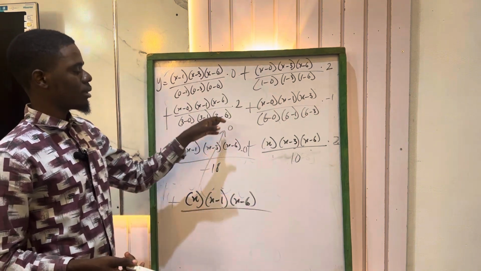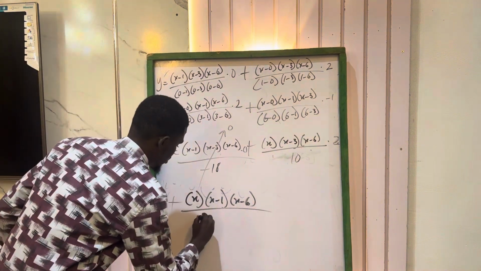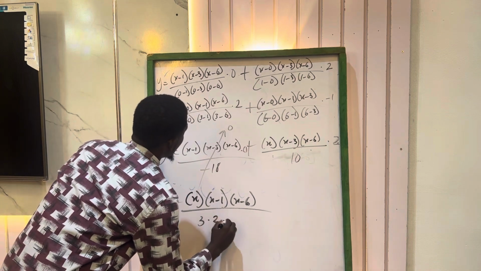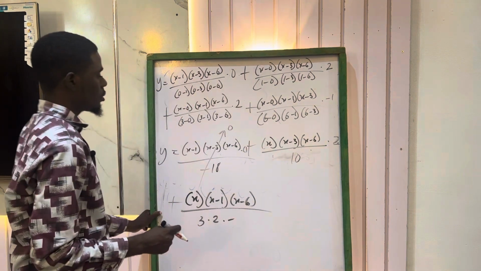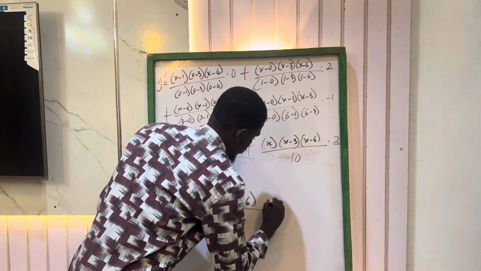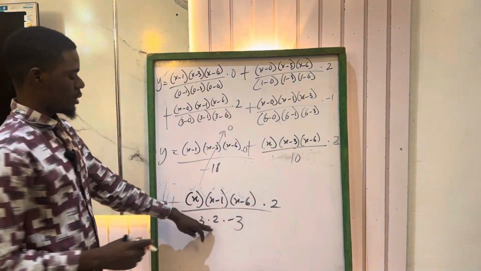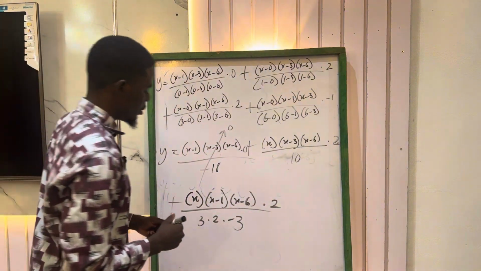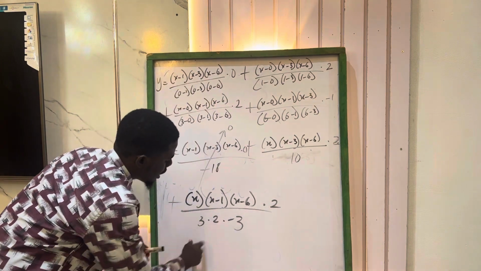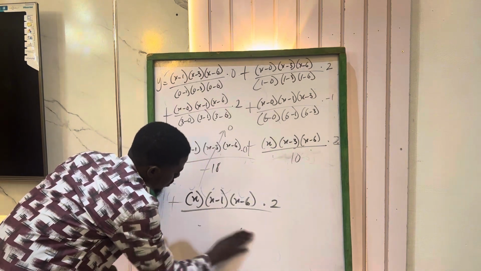So 6 times minus 3. So we're going to be having 3 multiplied by 2 multiplied by minus 3. Then all this is multiplied by 2. So by the time you simplify this further, we're going to do 3 times 6 times minus 3, and you're going to be having minus 27. So this is going to be 3 times 2, that's going to be 6. So 6 times 3, that's also going to be 18. So I'm going to have minus 18 here too.